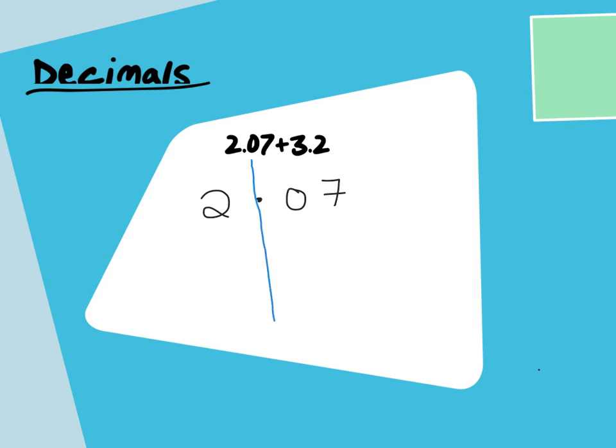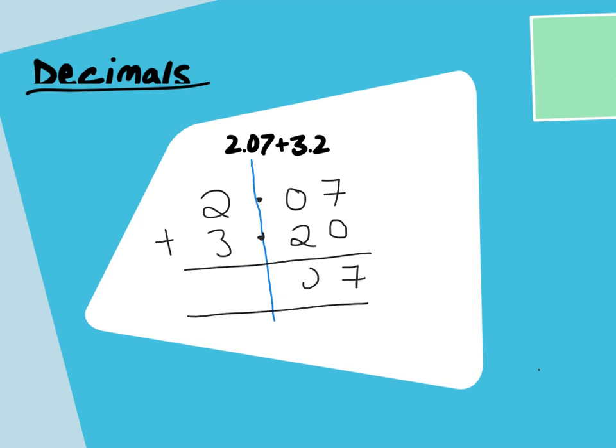So what we've got now is you've got 3.2, but we're missing something in that column. Remember, if there's nothing there, it's 0. Now we're going to add these. 7 plus 0, 7. 0 plus 2 is 2. Anything along that blue line, you need a decimal point. 2 plus 3 is 5. Okay, that's just one example.